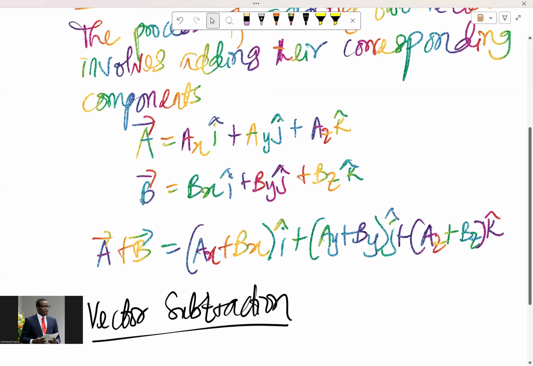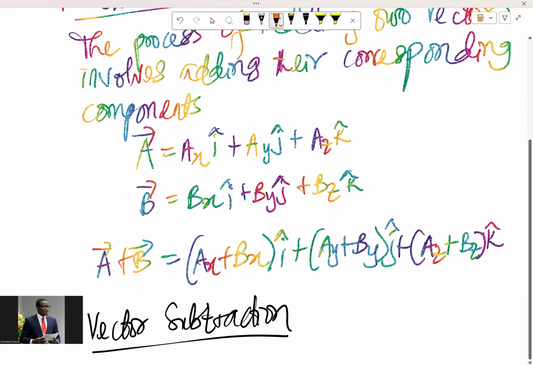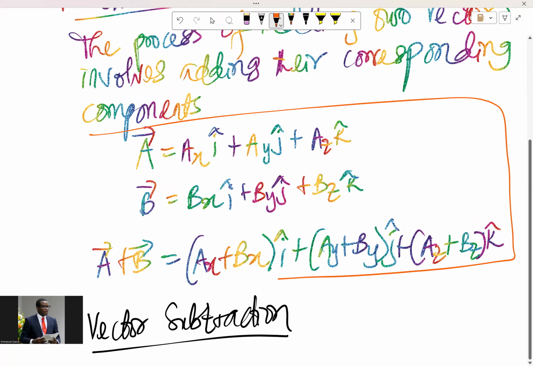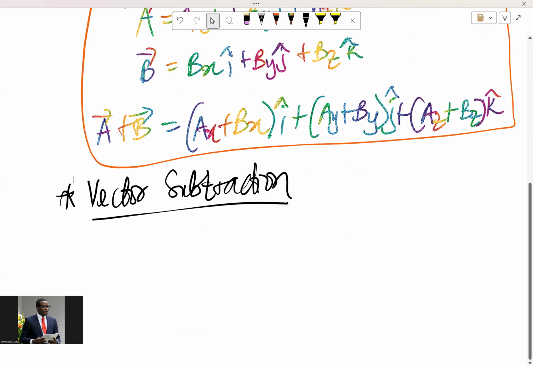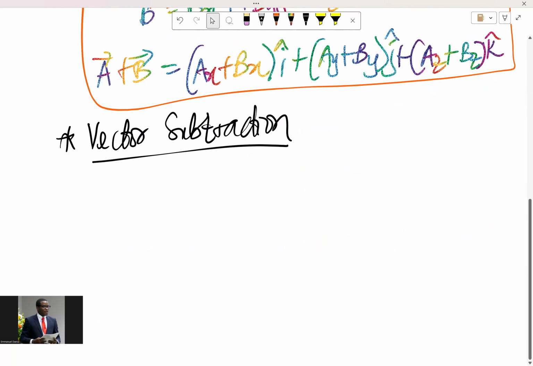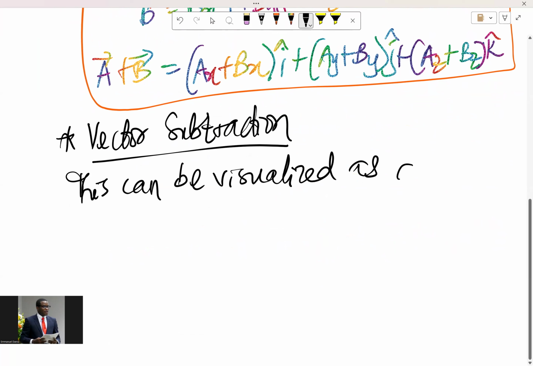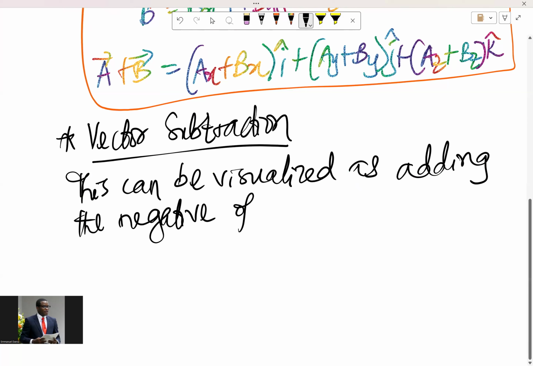I would have done this normally using this, but let me box it in now. That's vector addition. For vector subtraction, it's just about the same. It's just component-wise dealings. This can be visualized as adding the negative of the vector to be subtracted.